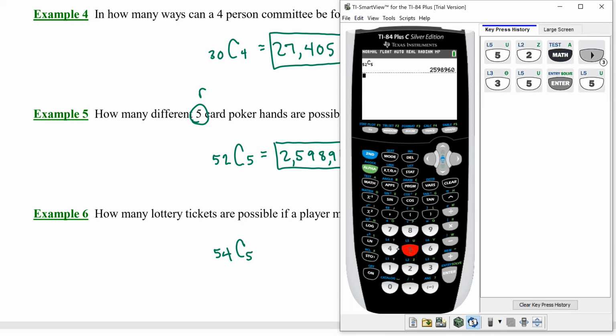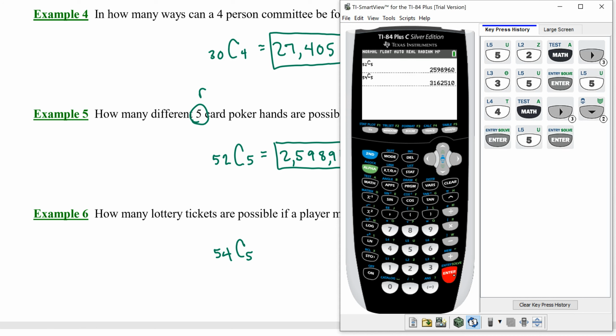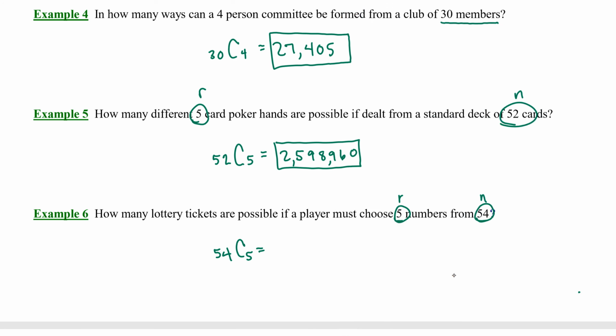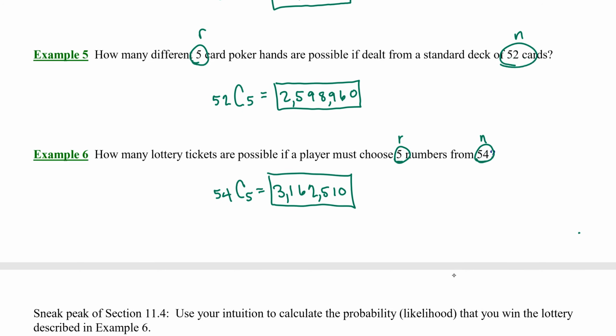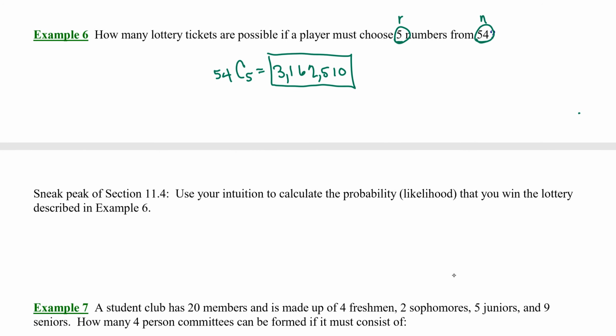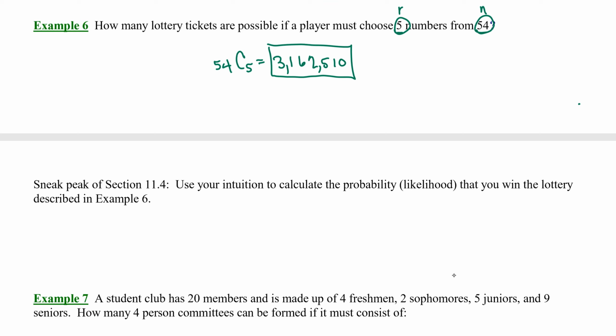So let's evaluate with our calculator. 54C5. So we have 3,162,510 possible arrangements. 3,162,510 possible arrangements. Now, here's a sneak peek of the probability section coming up soon.